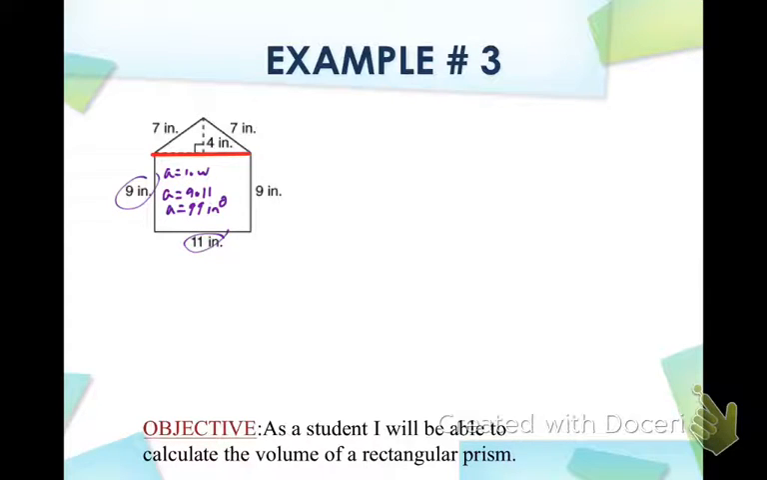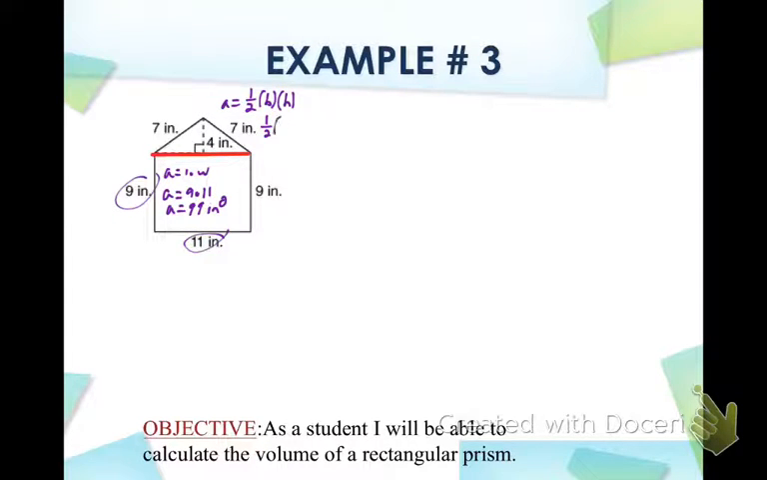So what do we know? Well, we know that the area of a triangle equals 1/2 times the base times the height. So we're going to go ahead and plug those numbers in. So 1/2 times the base times the height. So 1/2. The base is that red line, which happens to be the same as at the very bottom of this house-looking shape.